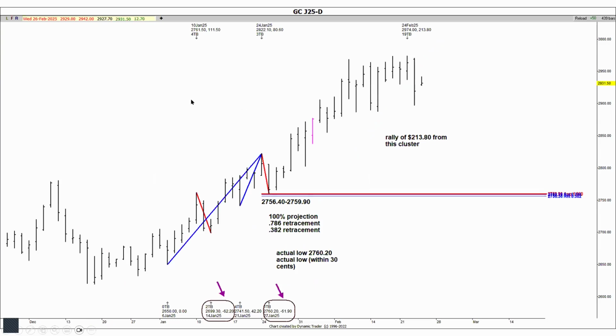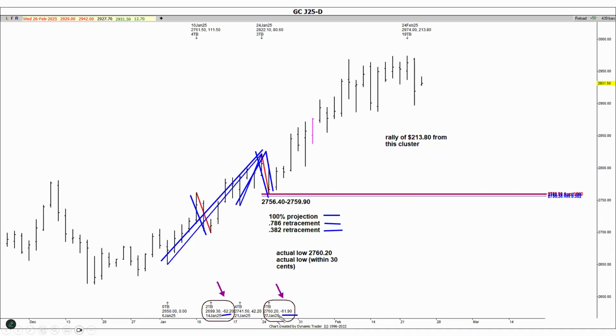All right, here's another example. This is in the gold market. Here we had a price cluster that included a 100% projection, a 786 retracement, and a 382. We had a 786 of this low to high, a 382 of this low to high, and then a 100% projection of this prior high to low projected from here. That was a decline of 62.20 versus 61.90, which is very similar.